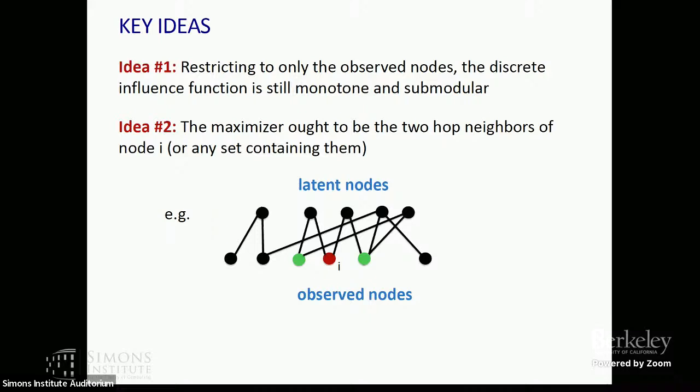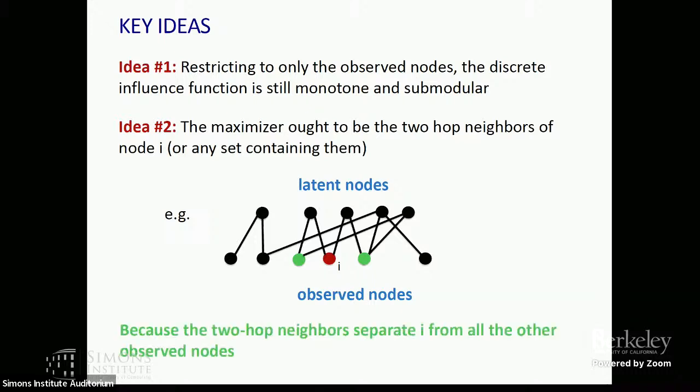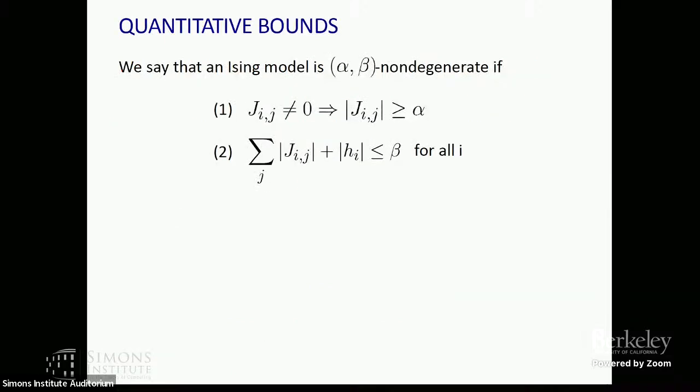So that's the key point: if we can actually find the maximizers of this monotone submodular function, then we should have an idea about who the two-hop neighbors of this node I are. The two-hop neighbors, exactly because they act as separators.